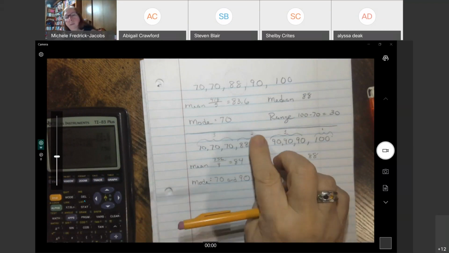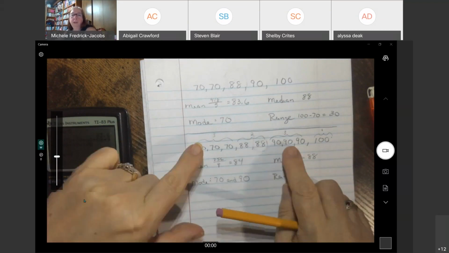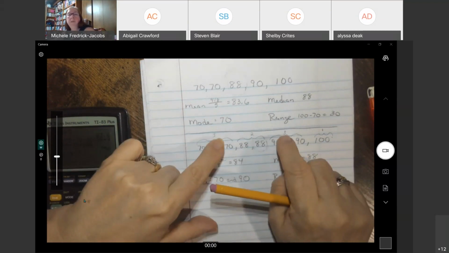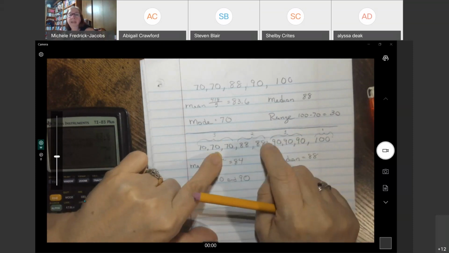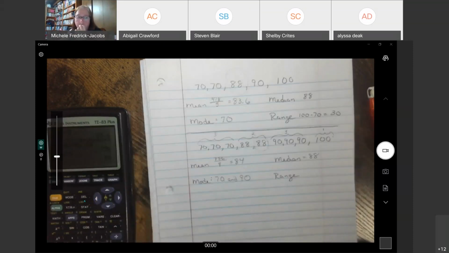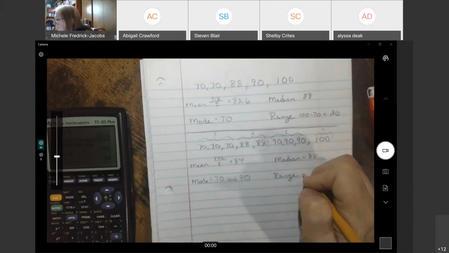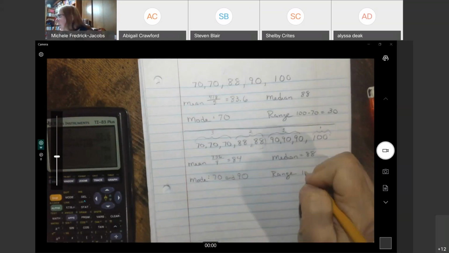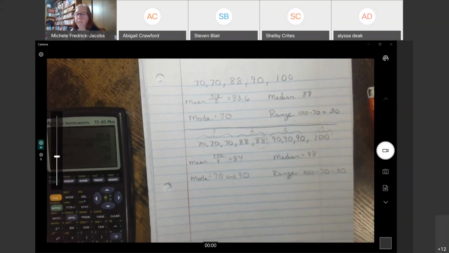A lot of times students want to include this one because it has a frequency more than 1. But you go with your largest frequency, and then if there's more than 1 with that same frequency, you use them. So if there was another 88, we would have had 70, 88, and 90. Any questions on that? And then change the lowest and highest number so the range ends up still being the same. Any questions on that?